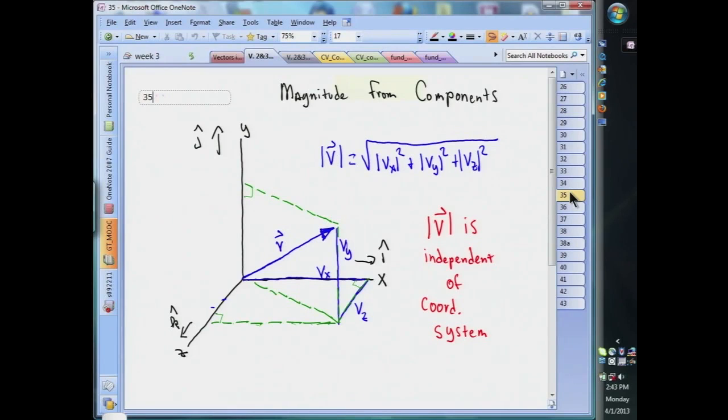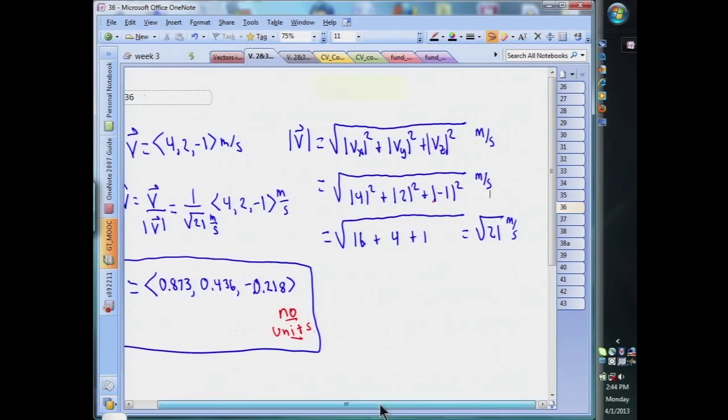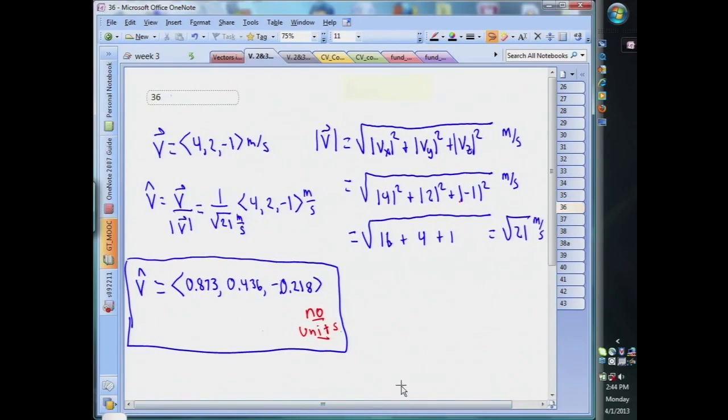Now that we know how to compute the magnitude of a vector from its components, we can compute the unit vector corresponding to that same vector. Let's give this a try with this example. Here is the result, where we first compute the magnitude of the vector v, then divide the vector v by its magnitude to get the unit vector v hat.